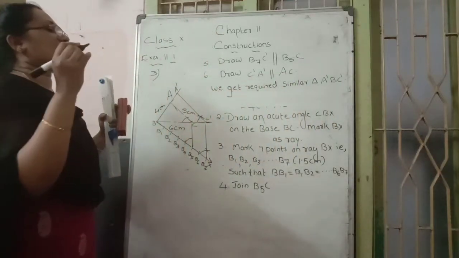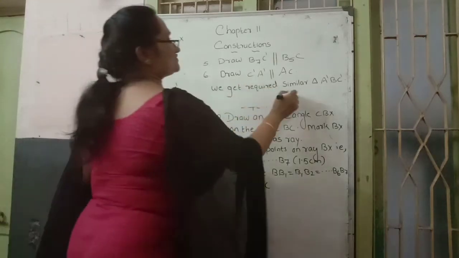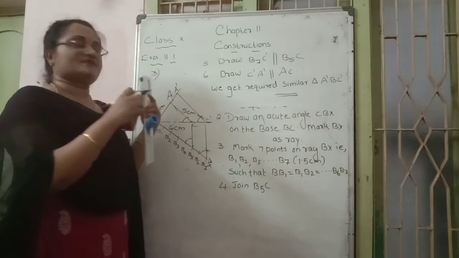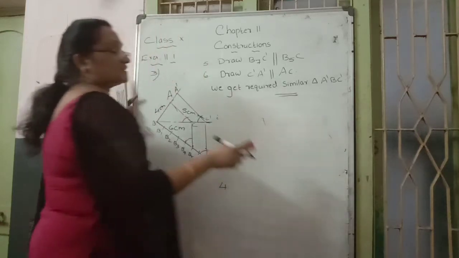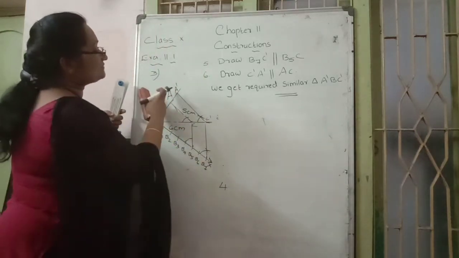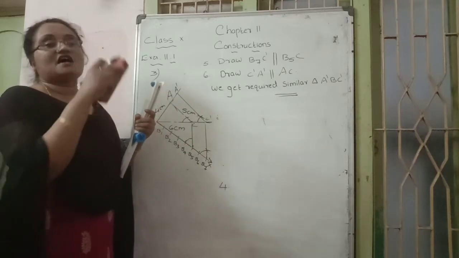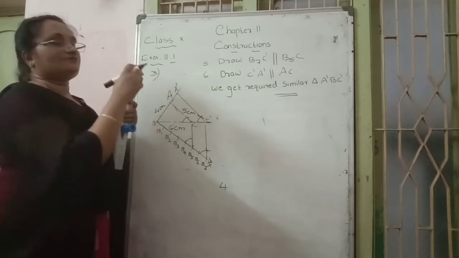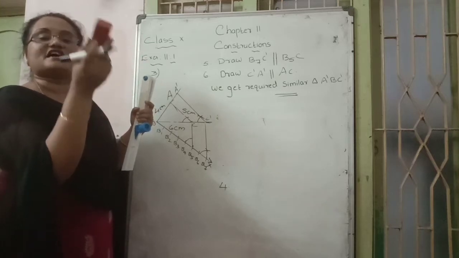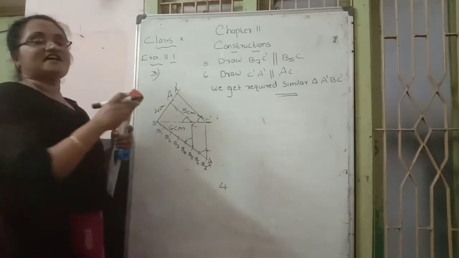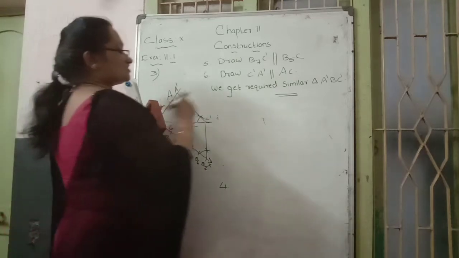Therefore we get the required similar triangle A dash B C dash. In this way, during construction we get the similar triangle. Then, justification. What is our justification? We want to prove that the side A dash C dash of the similar triangle is equal to 7 by 5 times the corresponding side AC of our original triangle. That is our aim, so we want to justify that answer.